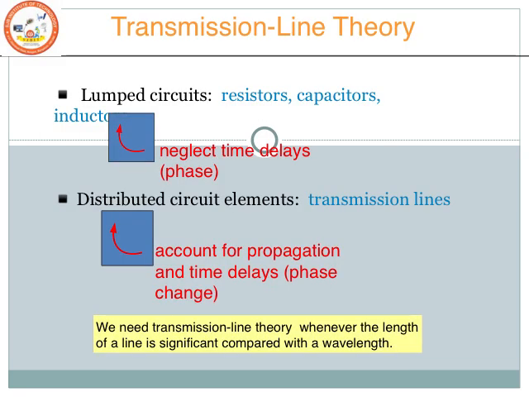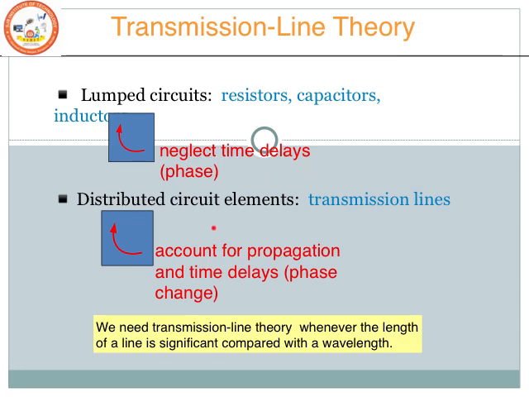Next, we have an understanding of transmission line theory. Whenever I say a lumped circuit, the lumped circuit is usually made up of what? Resistors, capacitors, and inductors. And in this case, usually we neglect the time delays, meaning whatever phase changes are there, we neglect that.